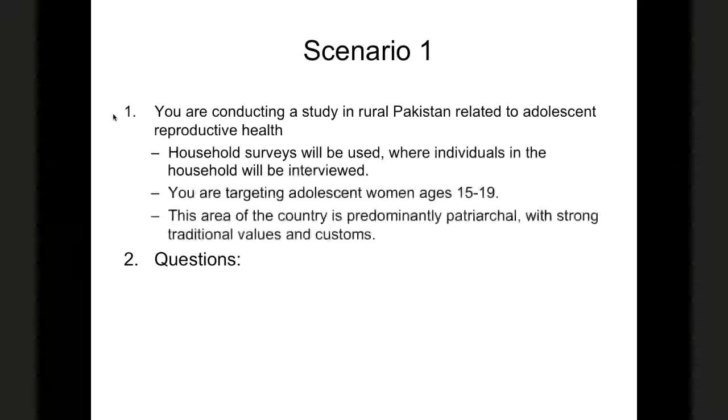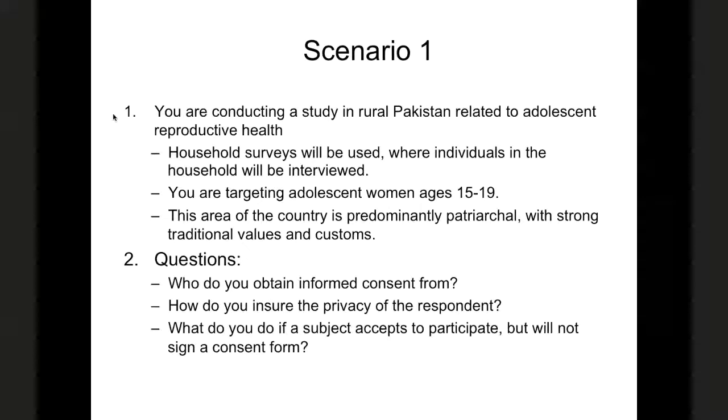So here's our scenario number one for you. This lady up front had already alluded to this, but we'll chat about it briefly. You're conducting a study in rural Pakistan related to adolescent reproductive health. We're going to do household surveys, and individuals in the house are going to be interviewed. We're only concerned about women 15 to 19 years old. And this is predominantly patriarchal with strong traditional values and customs. This is a study we actually did about 10 years or so ago. Who do you obtain informed consent from?